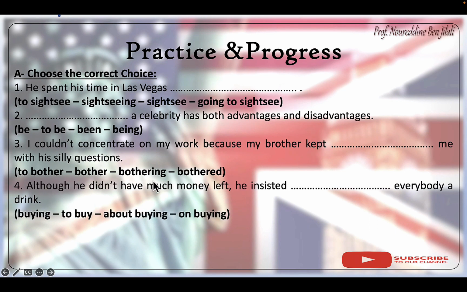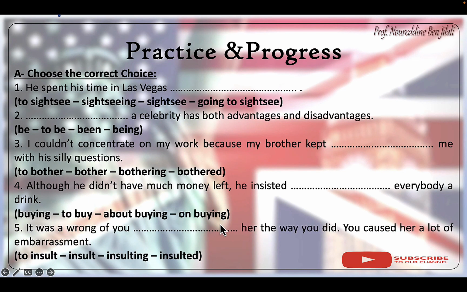Number 4. Although he didn't have much money left, he insisted everybody drink. The choices are buying, to buy, about buying, on buying. The verb that controls the sentence here is insisted, which is verb to insist, and verb to insist is always followed by the preposition on, and insist on is followed by gerund, so the correct choice here is on buying.